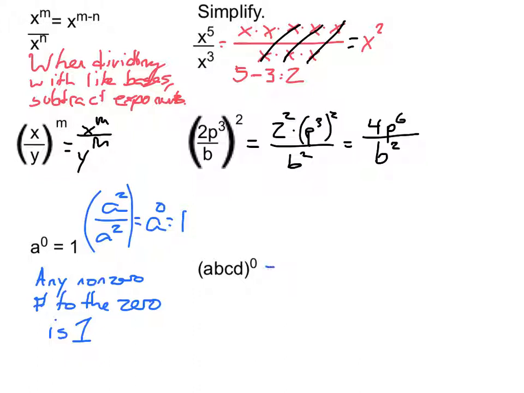So over here, I have the quantity a times b times c times d, all to the 0 power. Well, no matter what a, b, c, and d are, when we plug them in, I'm going to raise it to the 0 power, and my result is going to be 1. And that's it.